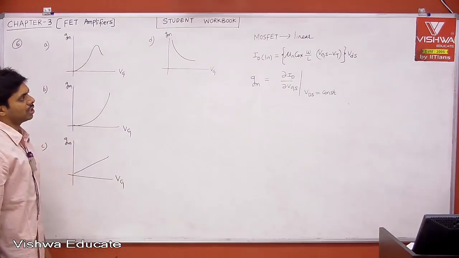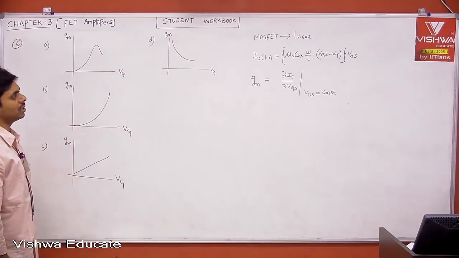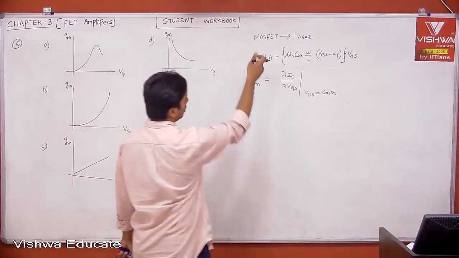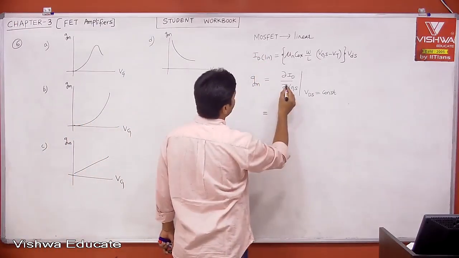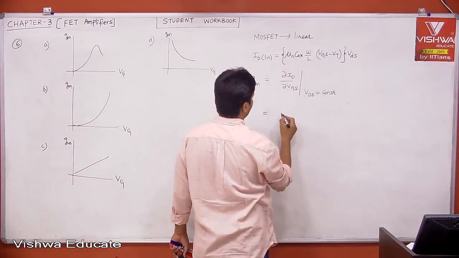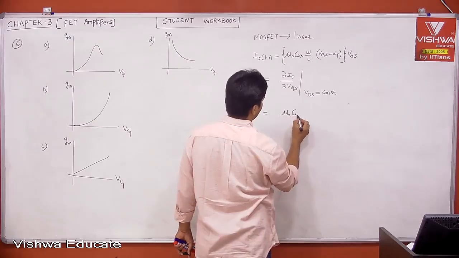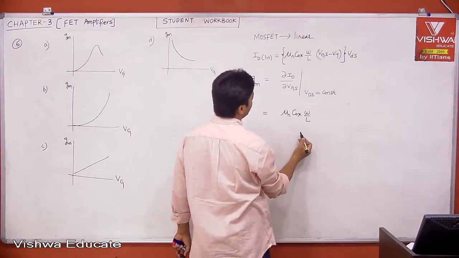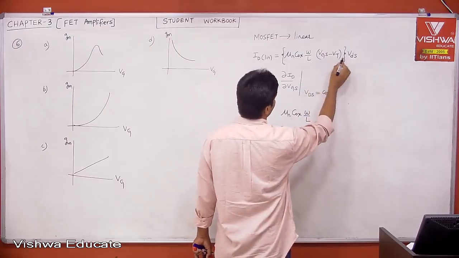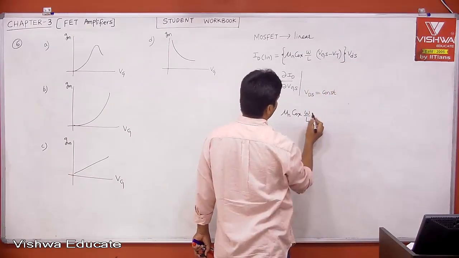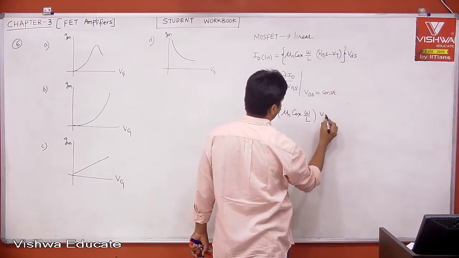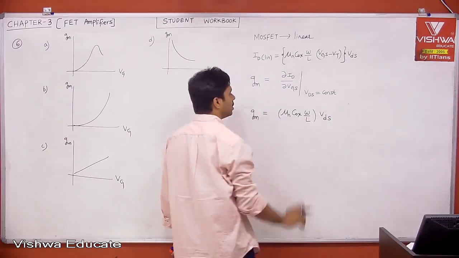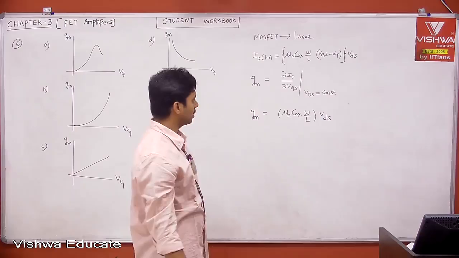GM is nothing but the change in ID due to change in VGS when VDS is constant. Therefore, differentiate with respect to VGS: you will get mu n Cox W by L into the differentiation of VGS, which is 1, and the other term is constant, into VDS. This is what your GM is.